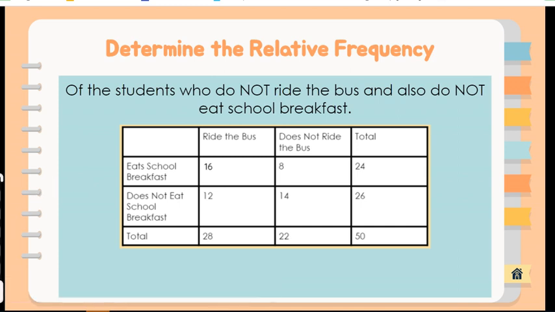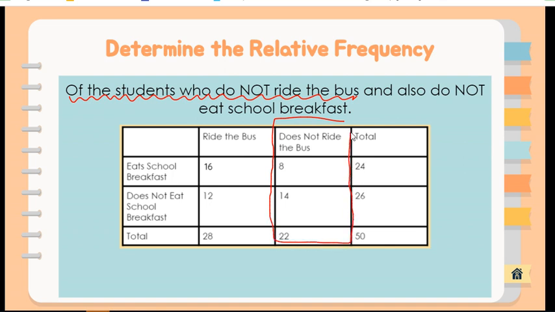All right, let's do the next one on your paper. It says determine the relative frequency of the students who do not ride the bus and also do not eat school breakfast. So I always like to start by underlining mine. So I have, of the students who do not ride the bus. All right, so let's get that number. So that is here. Does not ride the bus is a column this time. So we're looking at this column.